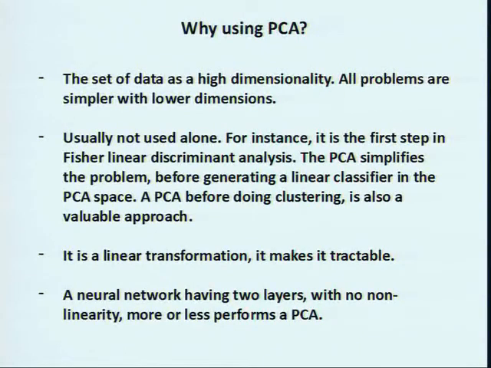I would make a parallel with a linear filter, for instance. A linear filter won't generate new information in other frequencies. It will just deal with the same frequencies that the input signal is defined in. It's just going to amplify or decrease the importance of one or the other, but it doesn't add information to the signal. A neural network having two layers but with no nonlinearity, I won't go into the details, more or less performs a PCA. If you reduce the number of neurons from the first to the second layer, you actually perform more or less a PCA, because it's a linear transformation and you force the network to represent using fewer neurons.